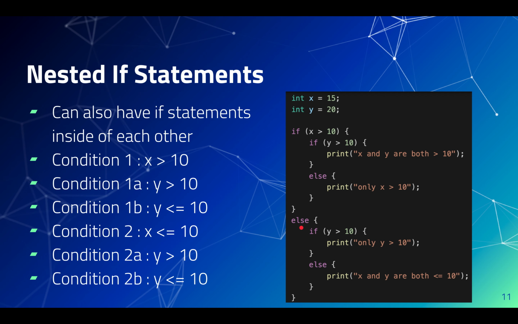Now inside the else statement, it's the same thing as before. We know x is less than 10, and now we want to check y. If y is greater than 10, then only y is greater than 10, and that's what we print. But if that's not true, that means y is less than or equal to 10, and it's also x which is less than or equal to 10, so we print x and y are both less than or equal to 10.